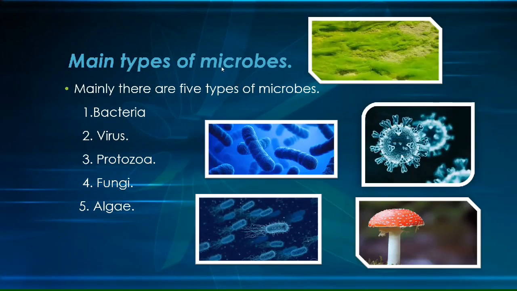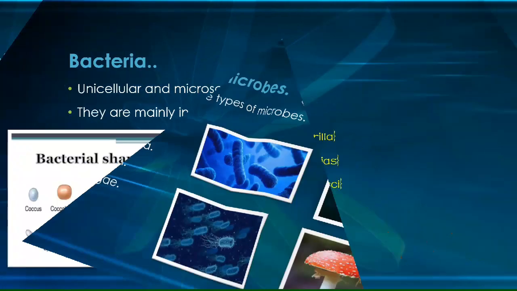So there are mainly 5 types of microbes. First one is bacteria, second one virus, third one protozoa, fourth one fungi, fifth one algae. You can see here a picture of bacteria, this is virus, this is protozoa, this is fungi, which we normally call mushroom, and this is algae.